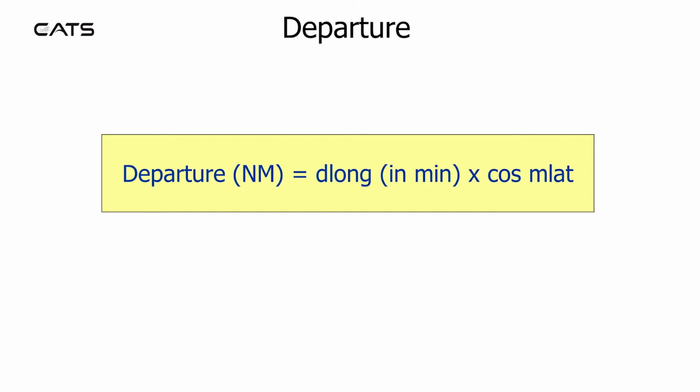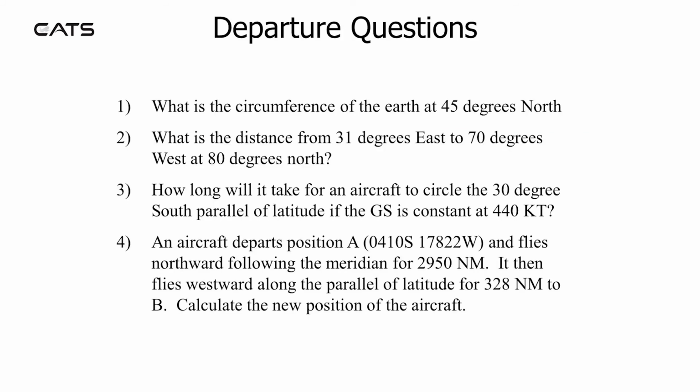Departure. Departure in nautical miles equals difference in longitude in minutes multiplied by cosine of the mean latitude. Departure questions. What is the circumference of the Earth at 45 degrees north? What is the distance from 31 degrees east to 70 degrees west to 80 degrees north? How long will it take for an aircraft to circle the 30 degrees south parallel of latitude if the ground speed is constant at 440 knots?